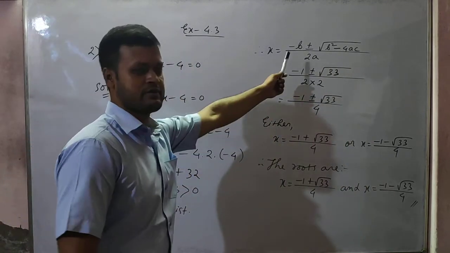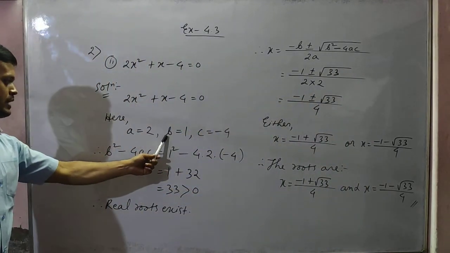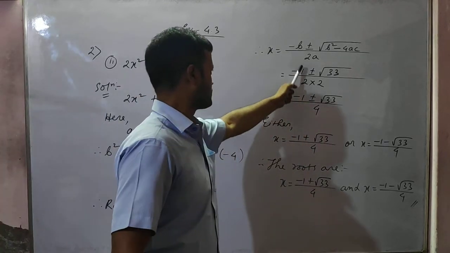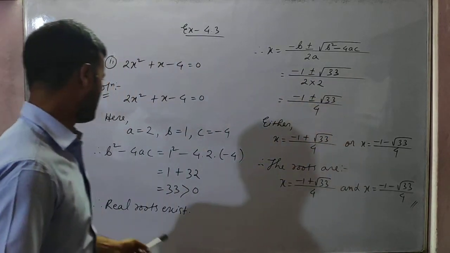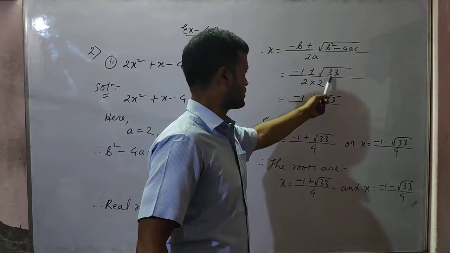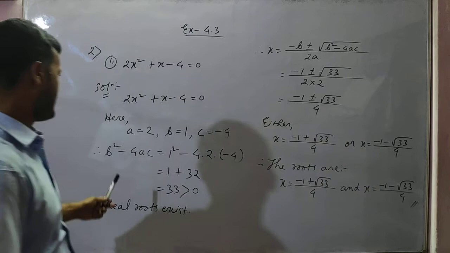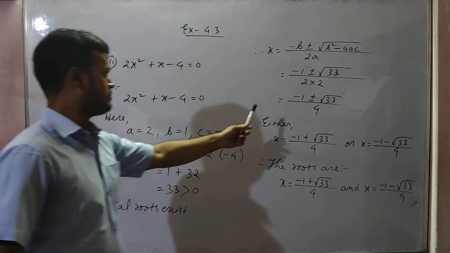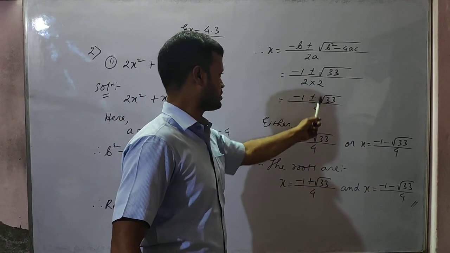Okay. Just you put the value. What is the value of b? 1. In place of b, you just put 1 plus minus. What is the value of b square minus 4ac? B square minus 4ac is 33. In place of b square minus 4ac, you just put 33. And what is the value of a? A means 2. In place of a, you just put 2. So 2 into 2 will become 4.